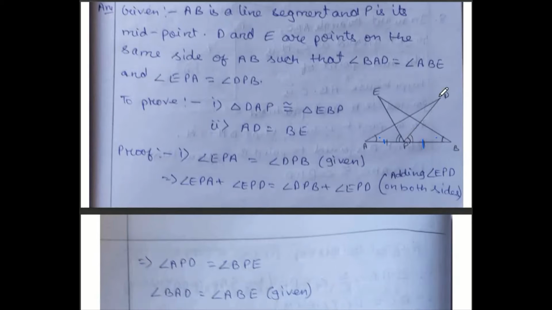I have to prove triangle DAP, this triangle, and triangle EBP, this triangle. Both the triangles you are going to make congruent. And second question, AD is equal to BE. Now, your triangle is DAP and second triangle is EBP. For this triangle, this angle, and for this triangle, this angle, both are given equal. Because of the midpoint, these two parts are equal.